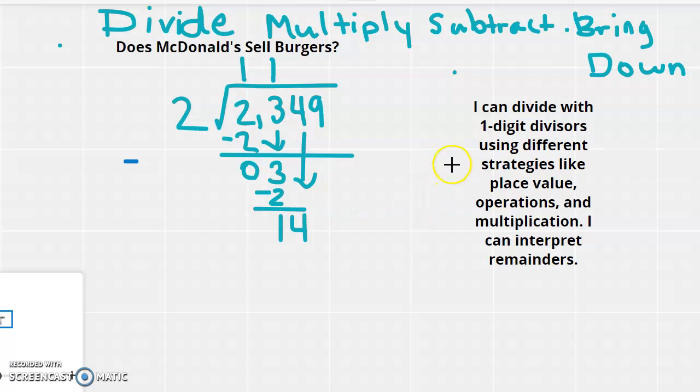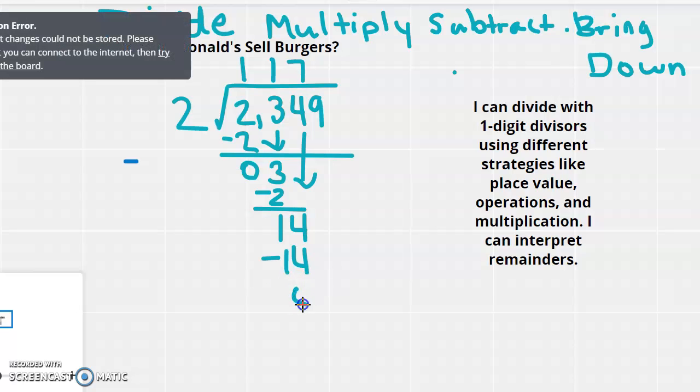I have to ask myself, how many 2's are there in 14? Using multiplication facts, I know that 2 times 7 is 14. So the 7 goes up top, and I'm going to multiply the 7 by the 2, and I get 14, and I'm going to subtract that 14 from the 14 that's already down low, and I get a 0. So now I know that I can't make 2 out of 0. So I have to bring down the 9.